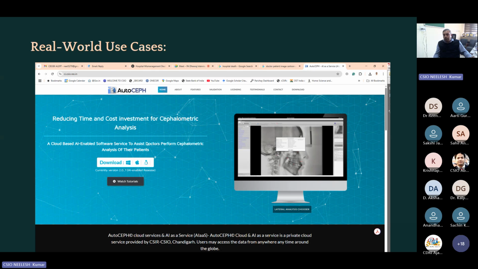Cephalometry is a process by which we can automate the landmark marking, and it helps in dental reconstruction and in fixing other dental abnormalities. And to apprise the audience, this software has been developed in very close collaboration with PGIMER and AIIMS New Delhi. So PGI is contributing very significantly in this.